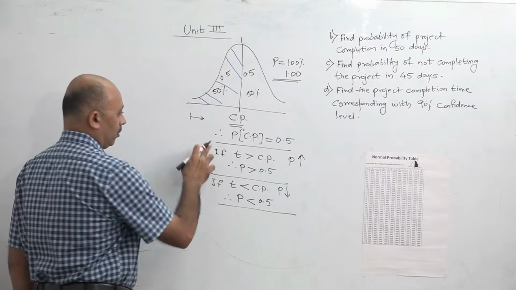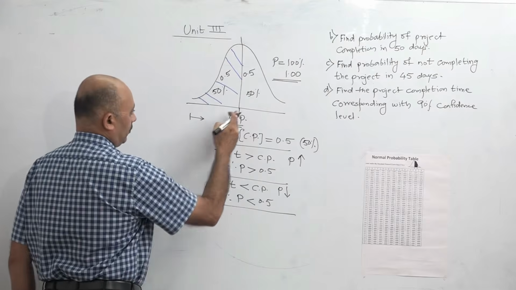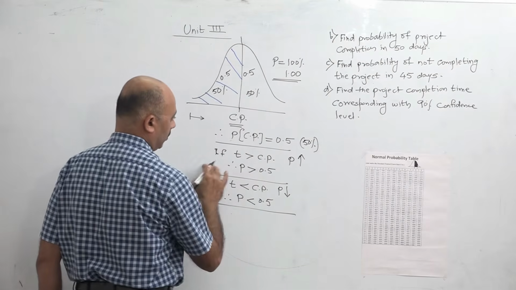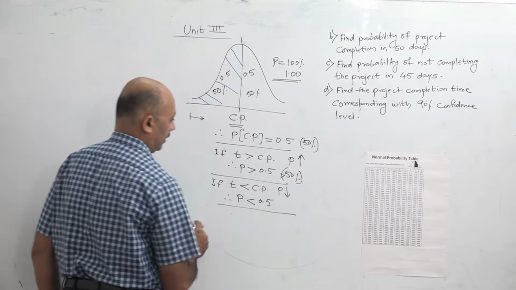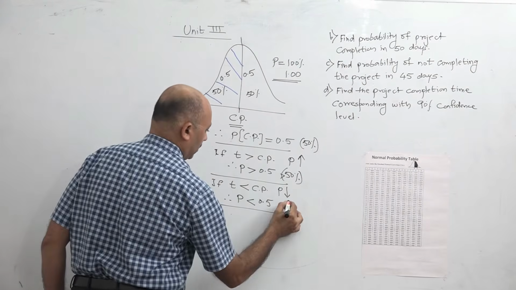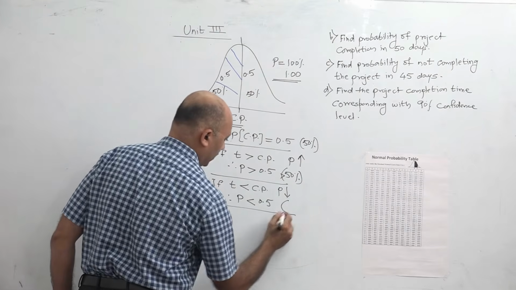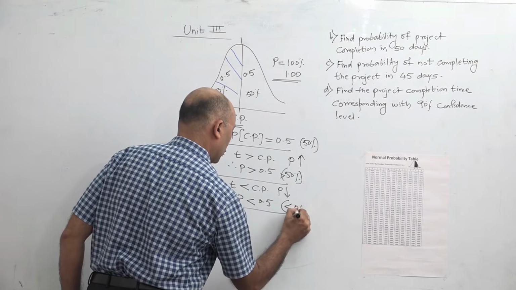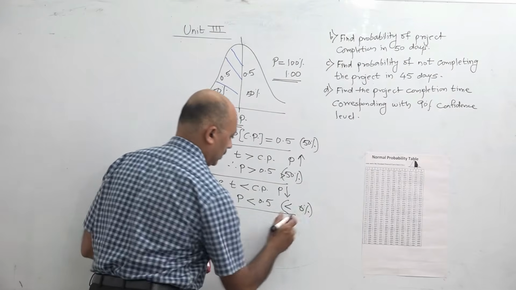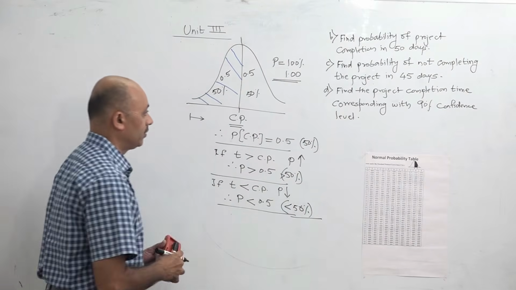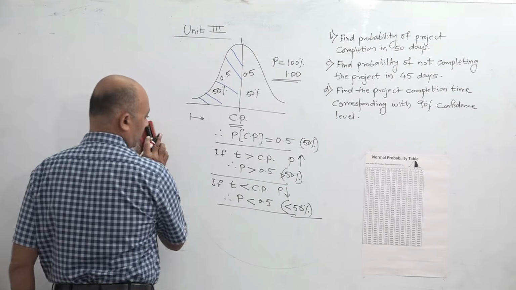Okay, so I repeat, probability of the critical path is always 0.5 or 50%. If time is greater than the critical path, probability will be greater than 0.5, that is greater than 50%. And if the time is less than the critical path, probability will be less than 0.5 because we will be on the left hand side, that is less than 50%. So this you should always remember before you start solving the probability questions. Now we will actually start solving the questions.